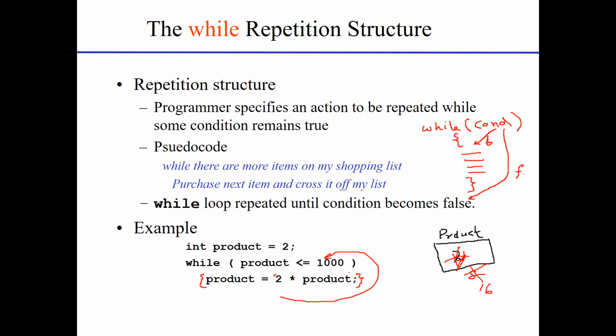This loop continues until I have a number which is more than 1000. If the number is more than 1000, it goes outside of the loop and the loop terminates. So this is called repetition.